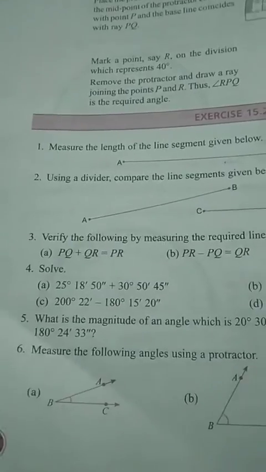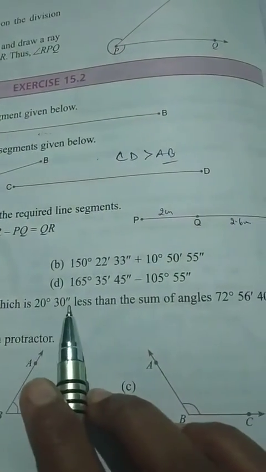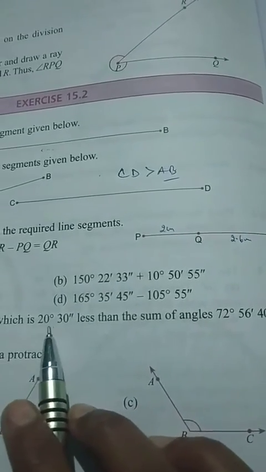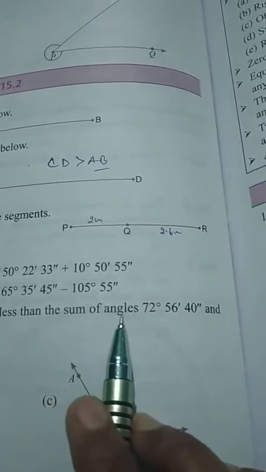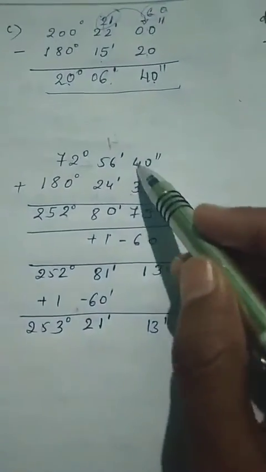Now question number 5. What is the magnitude of an angle which is 20 degrees 30 seconds less than the sum of the angles this and this? The minute part is not given here. So in the place of the minute part you will write 0. First of all we will add these two, and after adding you will subtract this from that. Like this. Add these two.